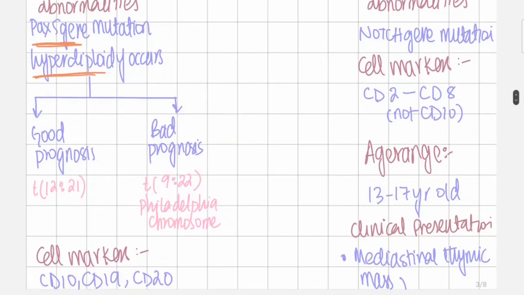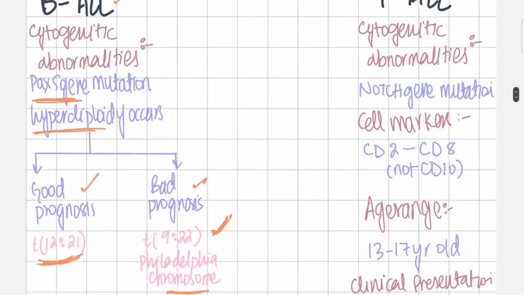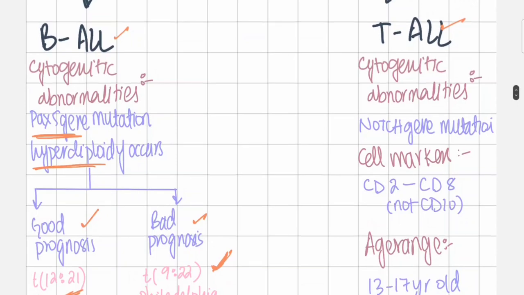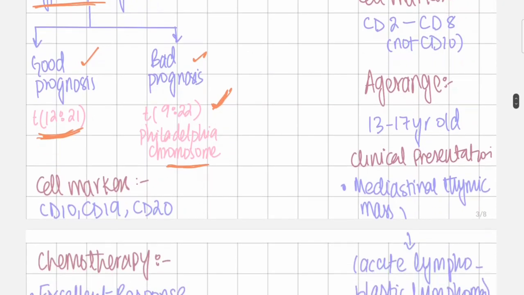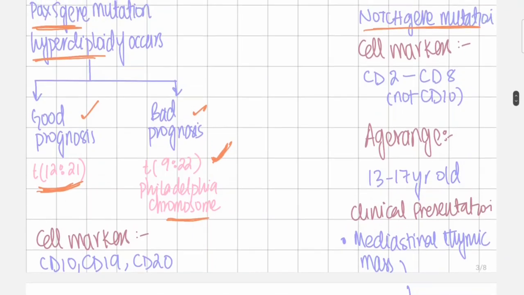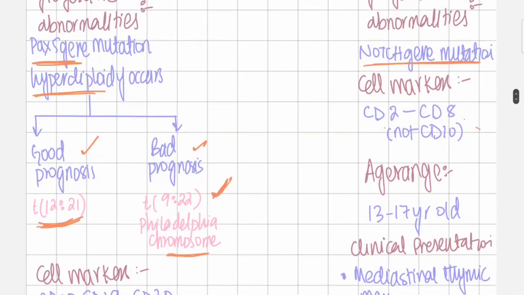Let's move on. Now we divide the cytogenetic abnormalities on the basis of prognosis. In case of B-ALL, it is good prognosis or bad prognosis. In case of good prognosis, we have translocation 12;21, and the bad prognosis is the Philadelphia chromosome 9;22. I will explain it later in the video when I talk about CML. In case of cytogenetic abnormalities in T-ALL, we have NOTCH gene mutations. Cell markers in case of B-ALL, we have CD10, 19, and 20. And in case of T-ALL, we have CD2 to 8, but not 10.